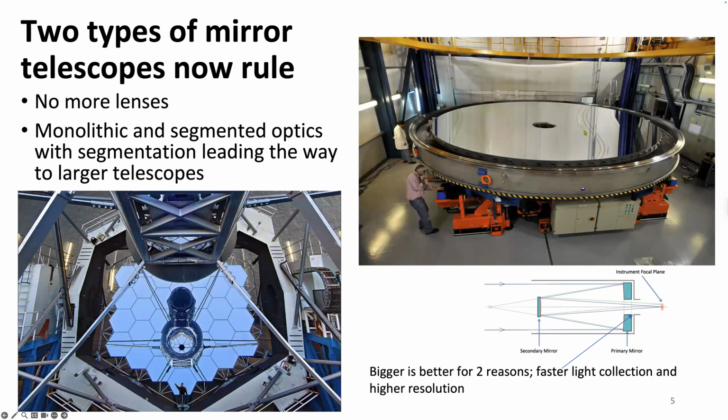Now here's a monolithic 8-meter primary mirror. This is part of what's called the Subaru telescope, and this is a single piece of glass, a special kind of glass that changes very little with temperature change.